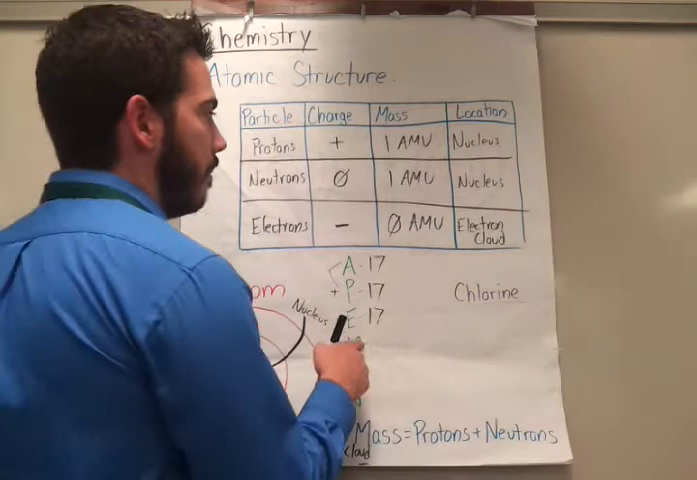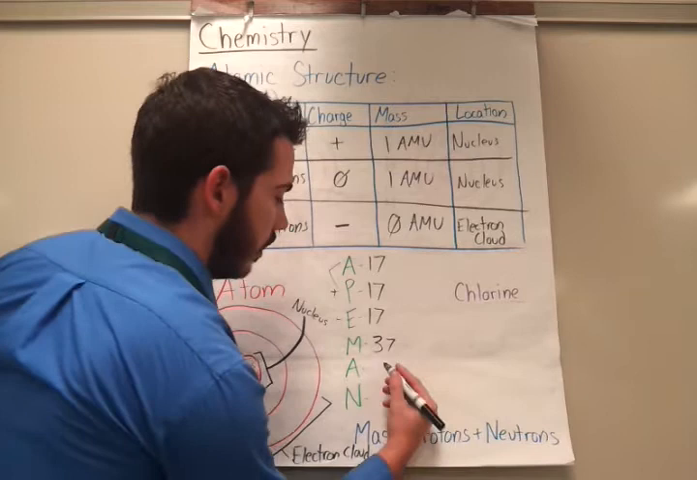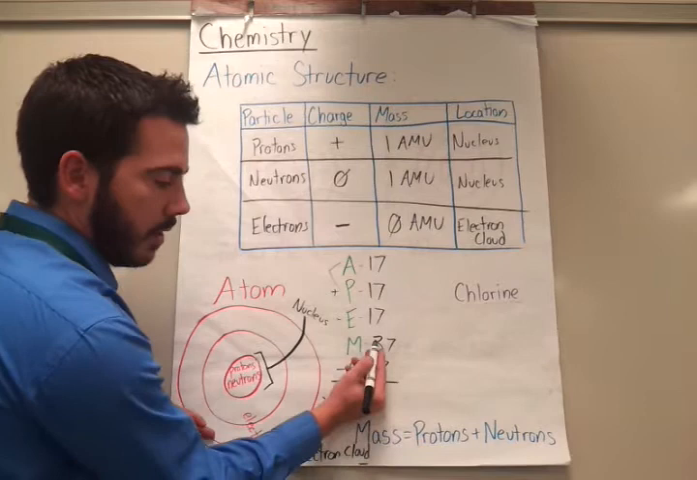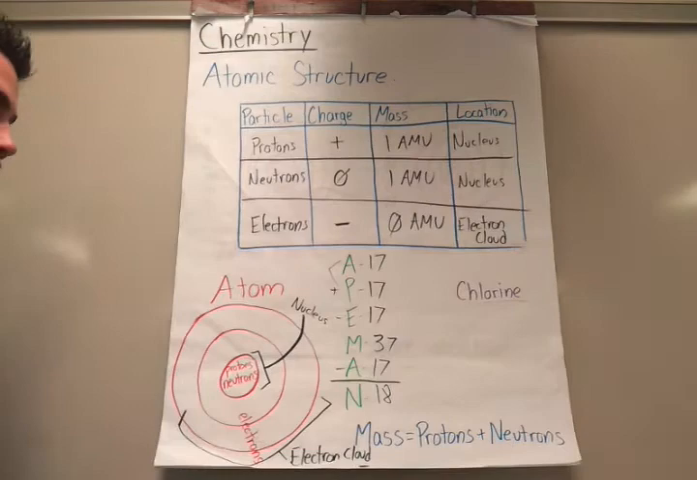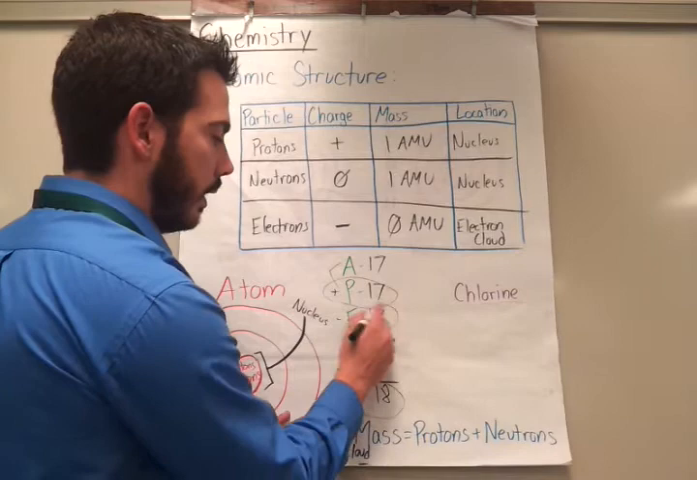With mass, the mass of chlorine is 37. The atomic number, again, was 17. So what we're doing here at the last step is we subtract the atomic mass minus the number of protons, 17, or atomic number, and that gives us the number of neutrons, in this case would be 18. So here we have our protons, our neutrons, and our electrons. So we're able to now go ahead and do our Bohr model.